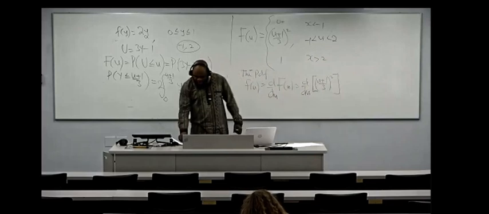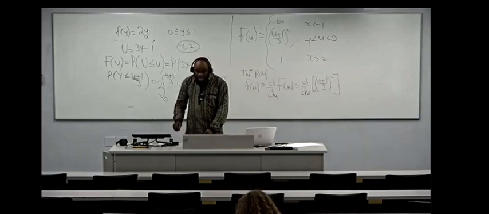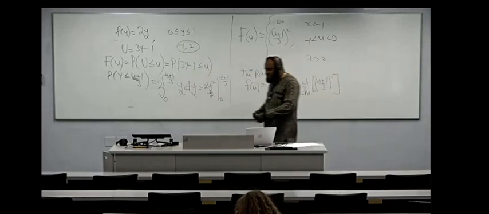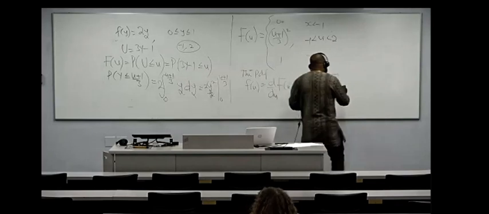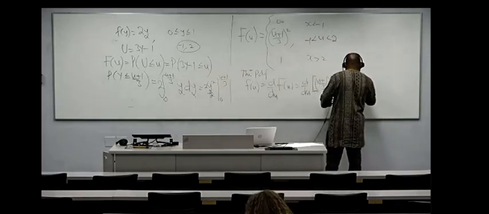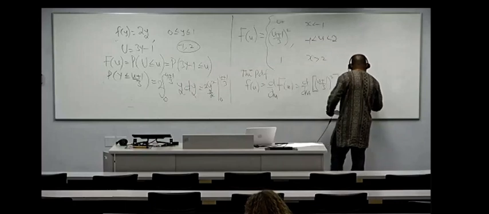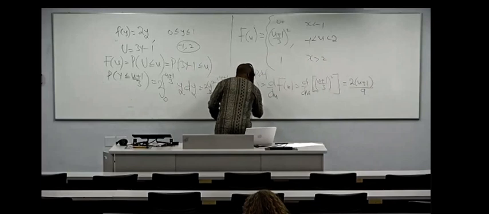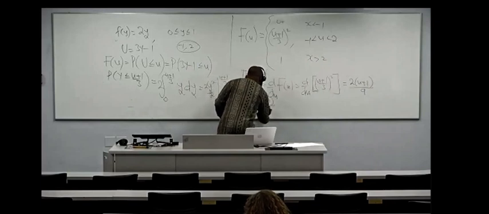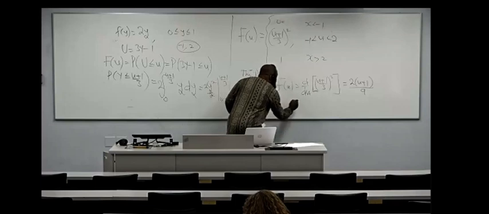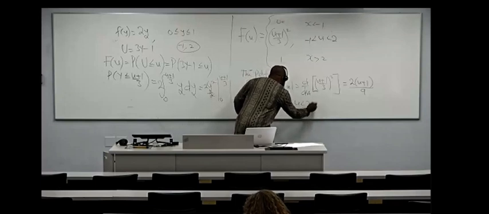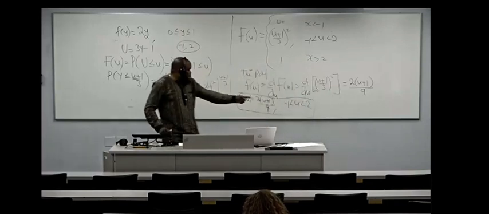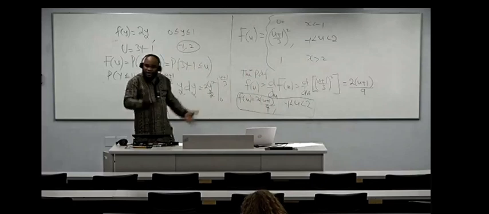So you want to differentiate that, and if you do your differentiation very well, you're basically going to have 2 times (u plus 1) divided by 9. So your f of u is now this, with the state space of u lying between -1 and 2. This is your f of u.